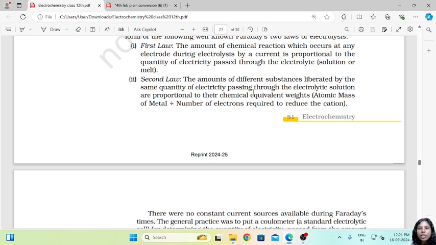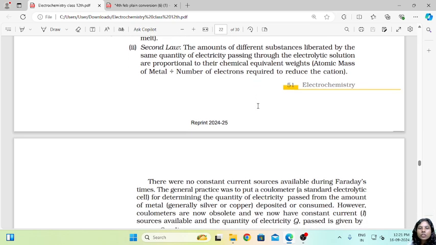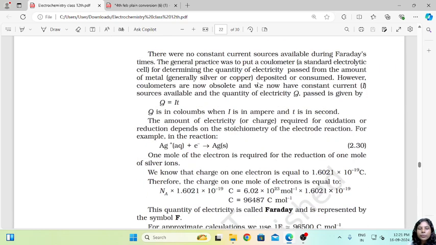Now when we say chemical equivalent weights, it means the atomic mass of the metal divided by the number of electrons that are required to reduce the cation. So if we talk about sodium, the atomic mass is 11, and how many electrons are required to reduce the cation? We know it is Na plus, only 1, so it will be 11 upon 1. So that is the amount of different substances that are liberated.